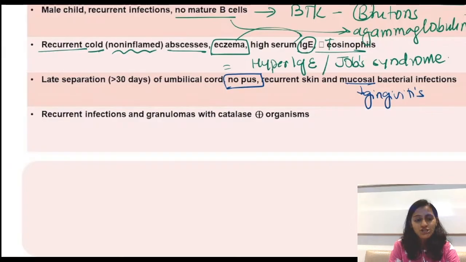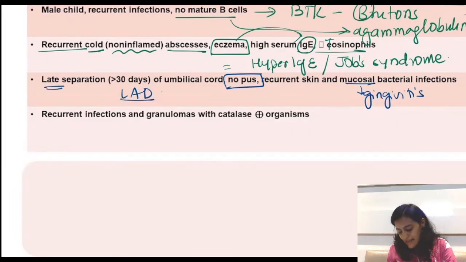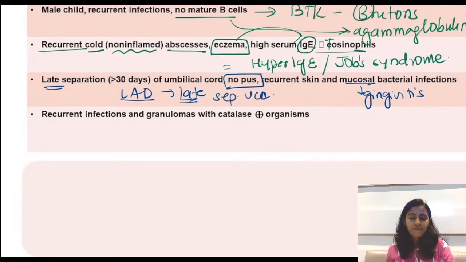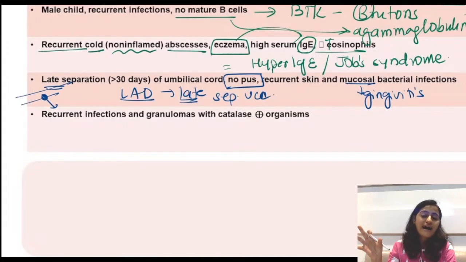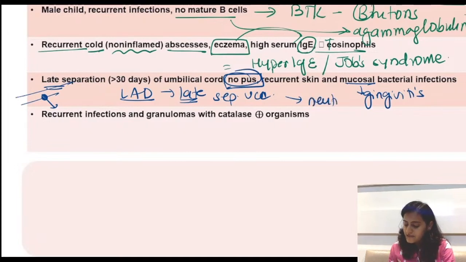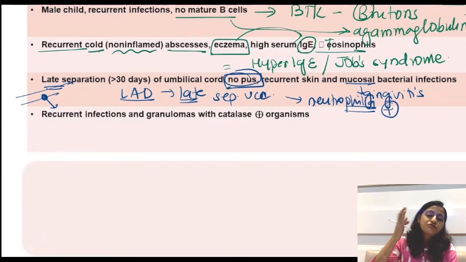This is LAD. Remember LAD. LAD has LAT, that is late separation of the umbilical cord. It is leukocyte adhesion deficiency. So the leukocytes are not adhering to the vessel wall. They are not going out, and that is why there is no pus. So remember, does this have neutropenia or neutrophilia? It has neutrophilia. Neutrophilia is present here because all the neutrophils are in the blood. They are not going out into the inflammatory sites, into the tissues. So remember, there is neutrophilia.